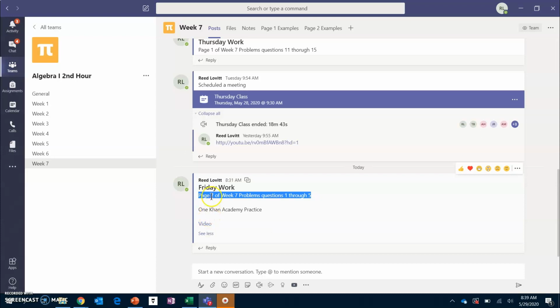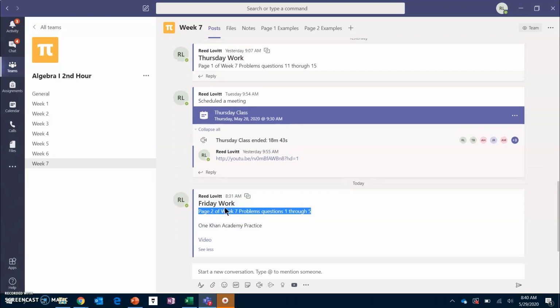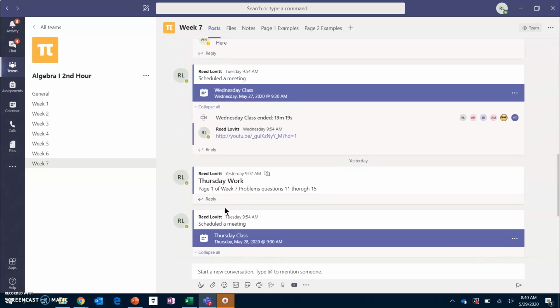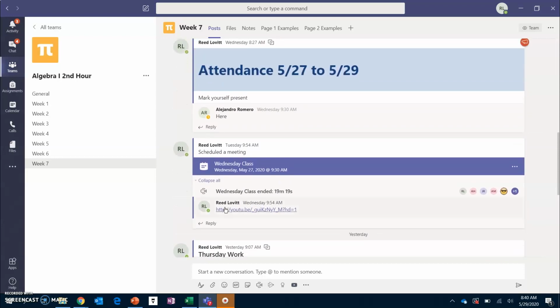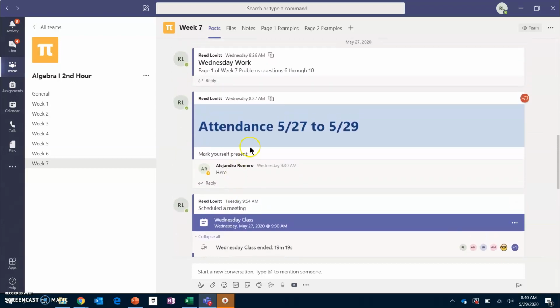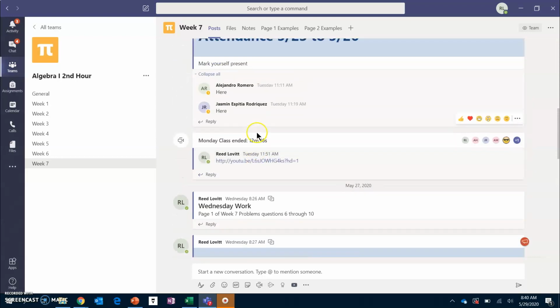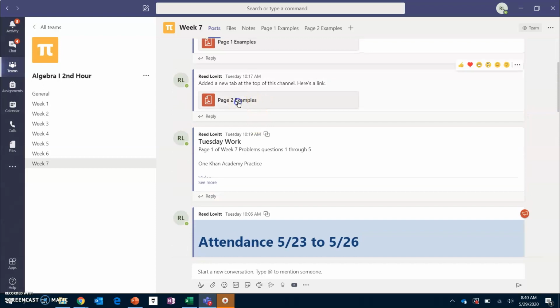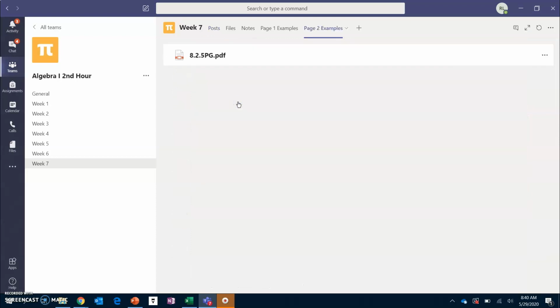So let's take a look at the page 2 examples, right? So to get an idea of what we're going to be doing today. So scrolling up, right, see the work for previous days. Right, let's remember to mark ourselves in attendance, get those extra credit points. We want to look at page 2 examples.